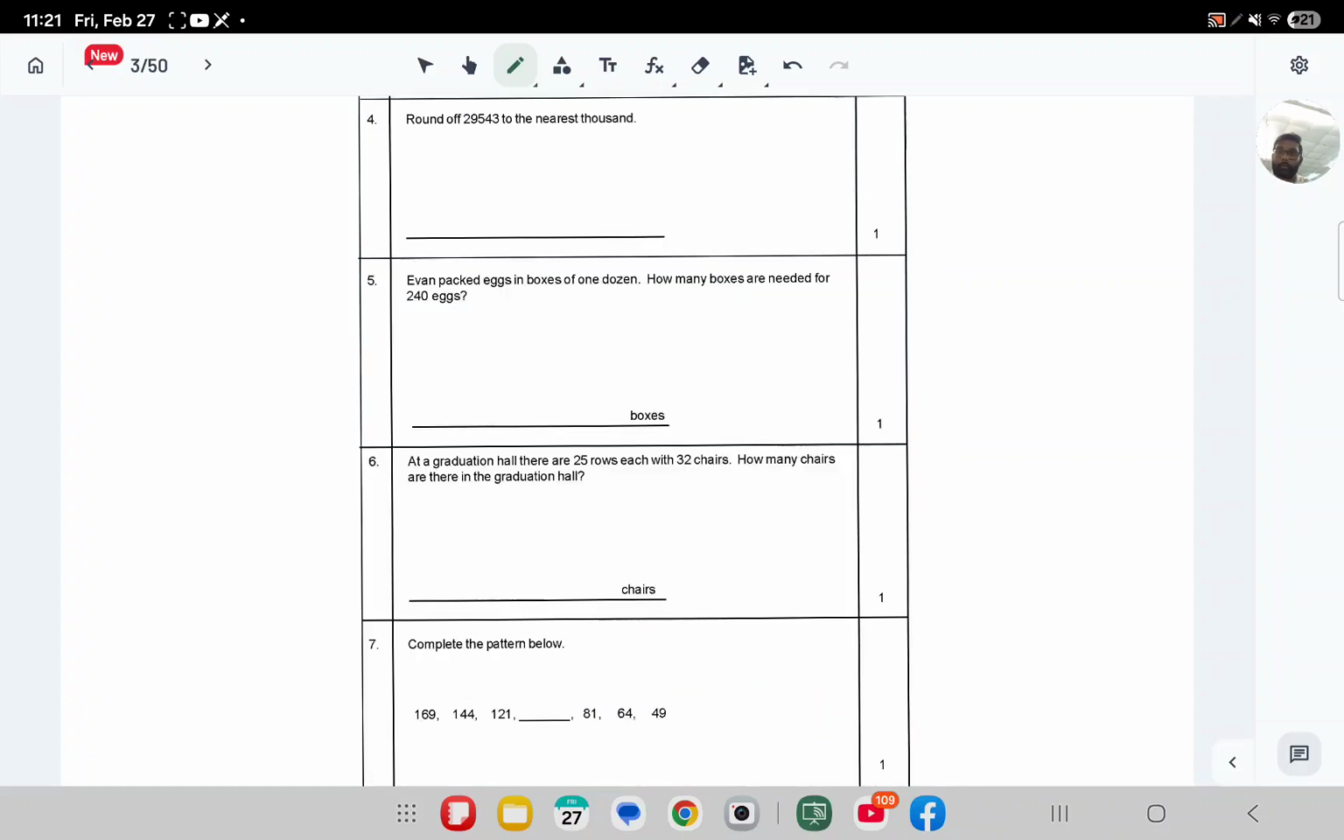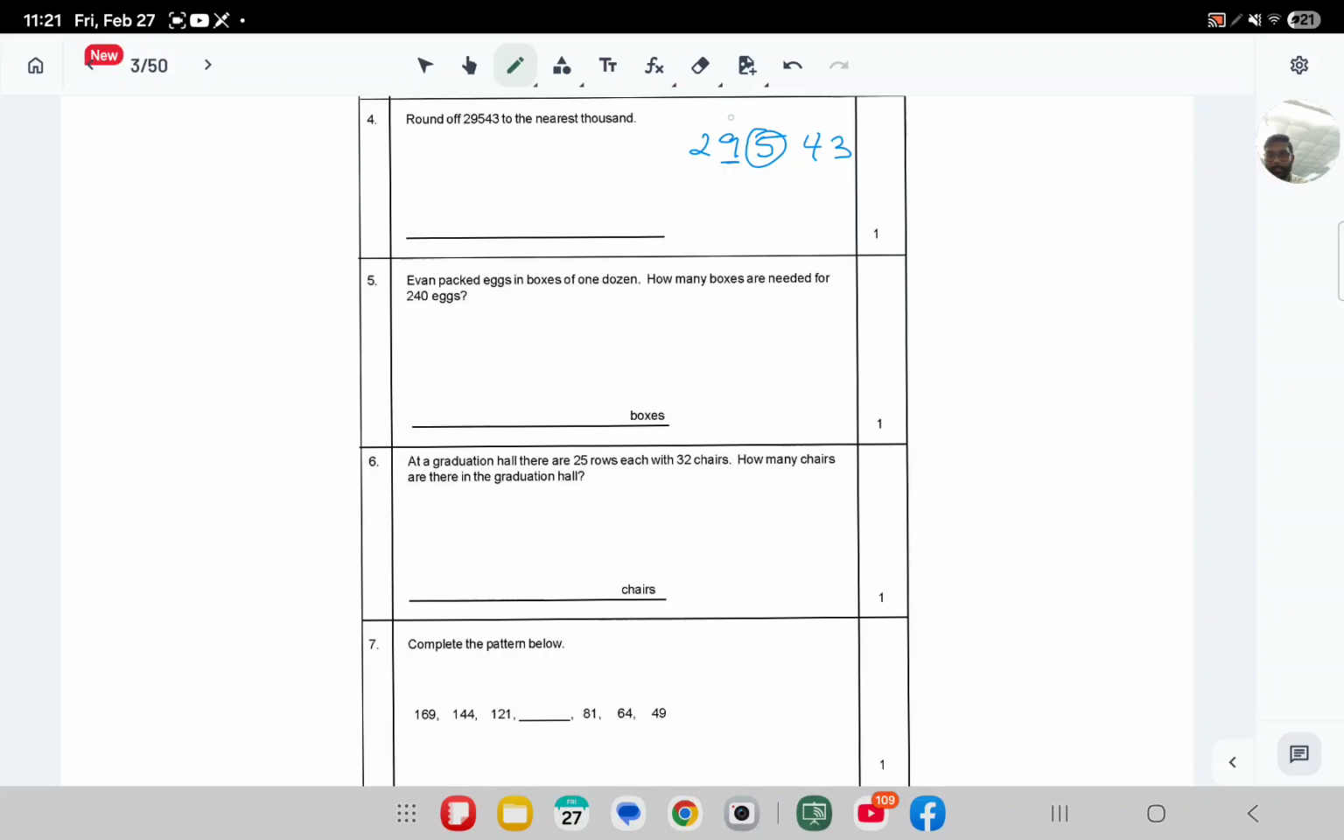Number 4, round off 29,543 to the nearest thousand. Whenever we round it off to the nearest thousand, we look at the thousands digit as well as the hundreds digit. So the thousands digit is 9, the hundreds digit is 5. We know that 5 is equal to 5, so we add 1 to the thousands column.